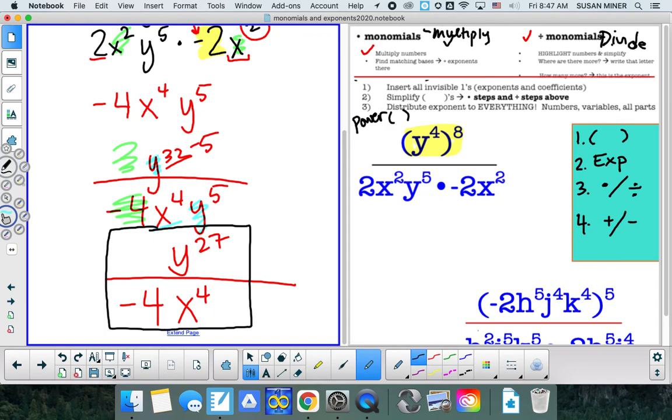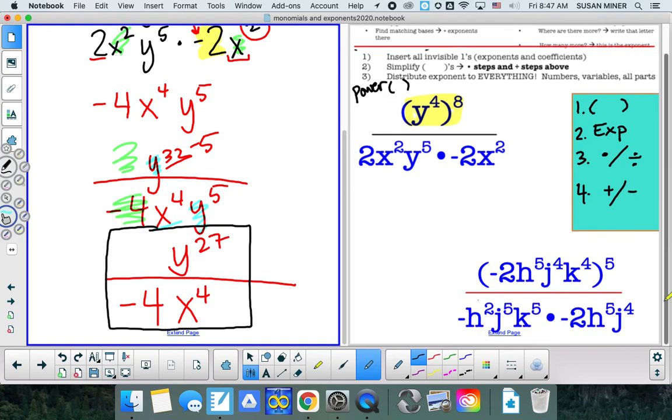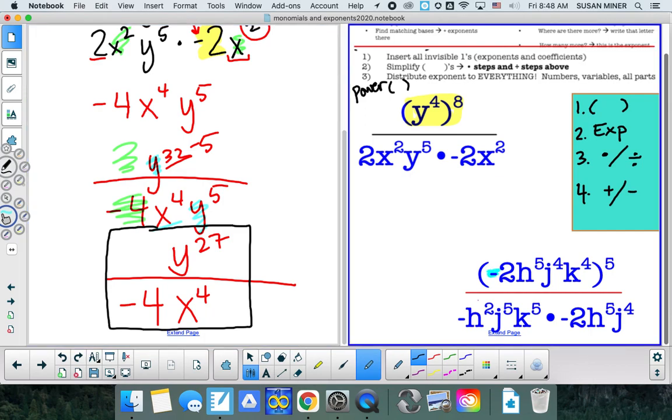Okay, what I'd like you to do is pause the video, try this lower problem on your own. See if you can do it. Here's a tip. Look at, there's a negative inside the parentheses. And so I have to decide, is my result going to be positive or negative? If I have an odd numbered exponent out here, how many negatives am I going to end up with? So ask yourself that question first, and then pause the video, see if you can come up with a solution, and then check your work.